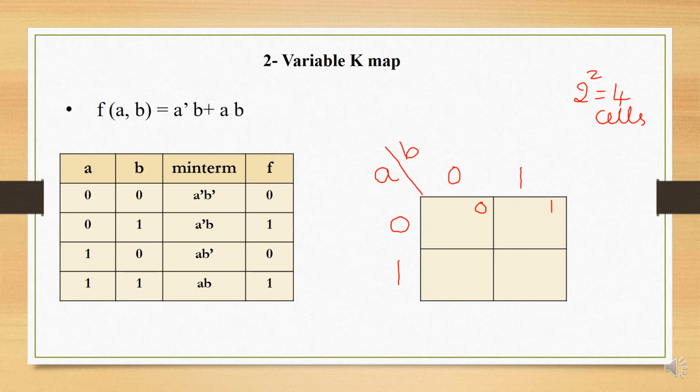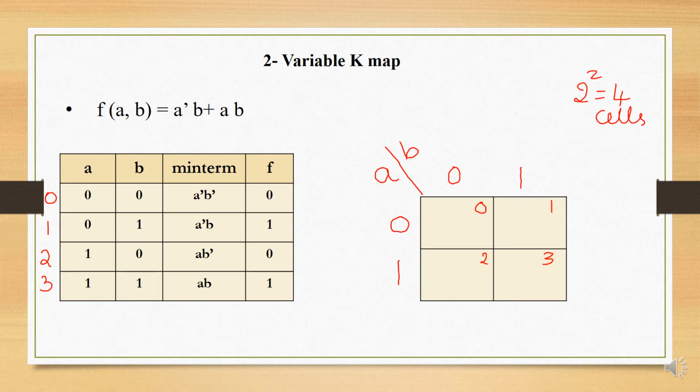Similarly, the next combination is 1 0. Therefore, this will be cell number 2. And the next one is cell number 3. This is how we write the cell numbers in the K-map. Now let us represent the Boolean expression in the K-map. Let's write the cell numbers here. So this is cell 0, 1, 2 and 3.